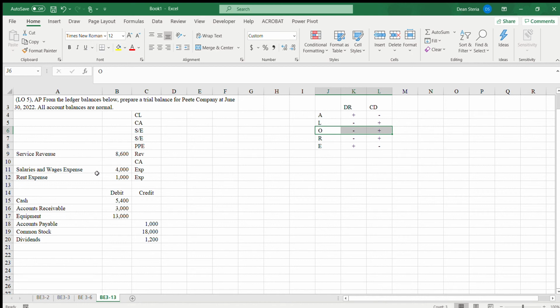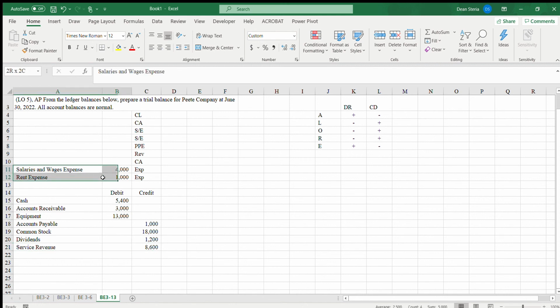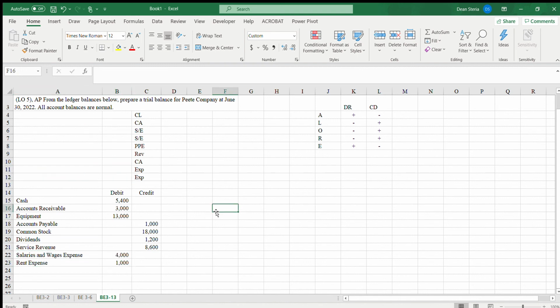Now revenue increases retained earnings, so that will be a credit balance. Okay, revenue is a credit, and then these last two expenses are going to be a debit. Okay, so salaries and wages expense are expenses. They decrease retained earnings, which decreases stockholders' equity.